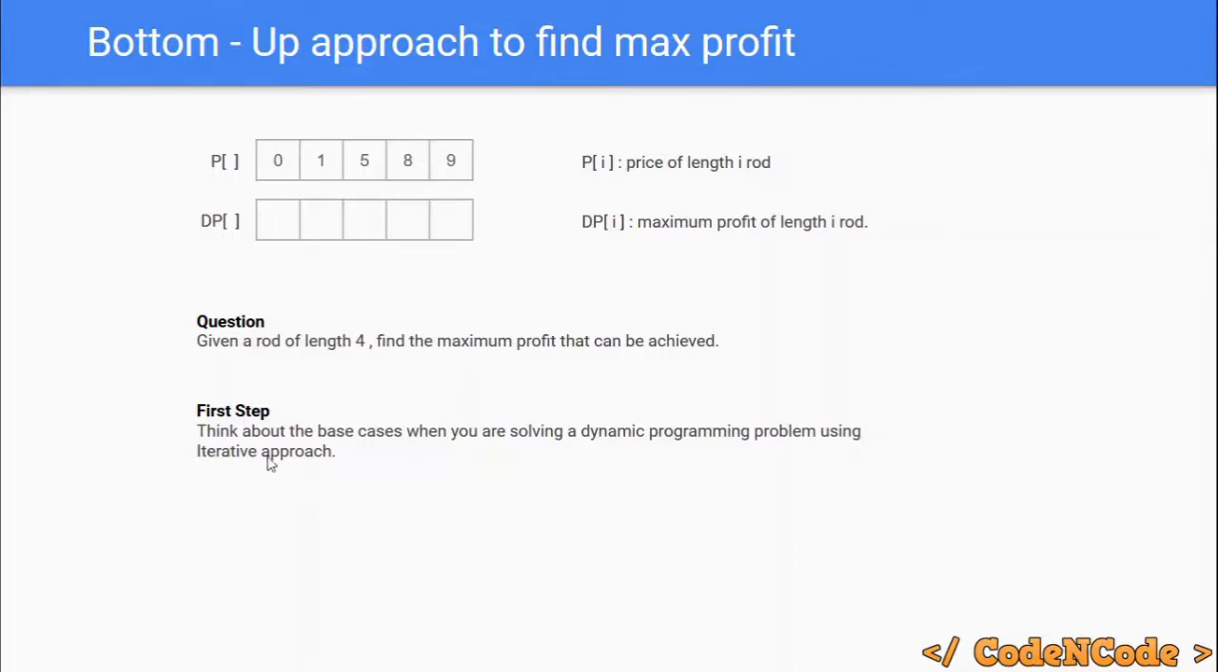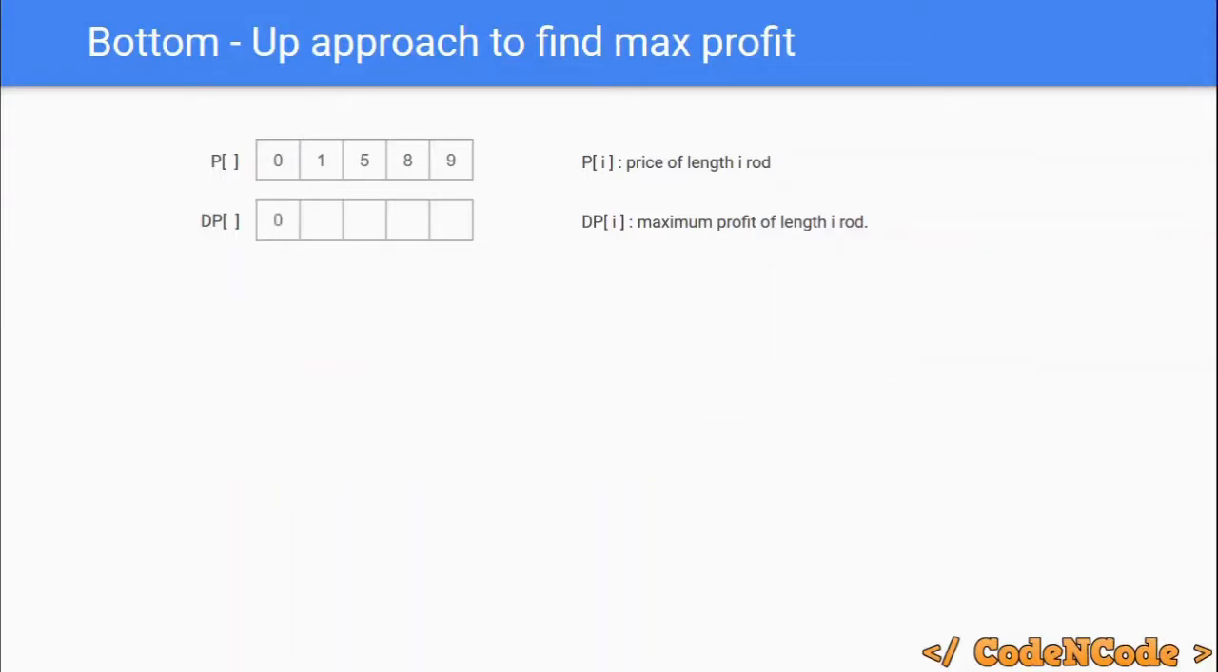So think about the base case. What would be the base case? Whenever you are solving with the bottom-up approach, always think about the base case, and that is where you start. The base case would be the minimum input for which you have to solve the same problem. So of course the minimum input for which you need to solve this problem would be length 0. If the length is 0, the maximum profit you can achieve would be 0, right? So of course DP of 0 would be 0. This was the base case.